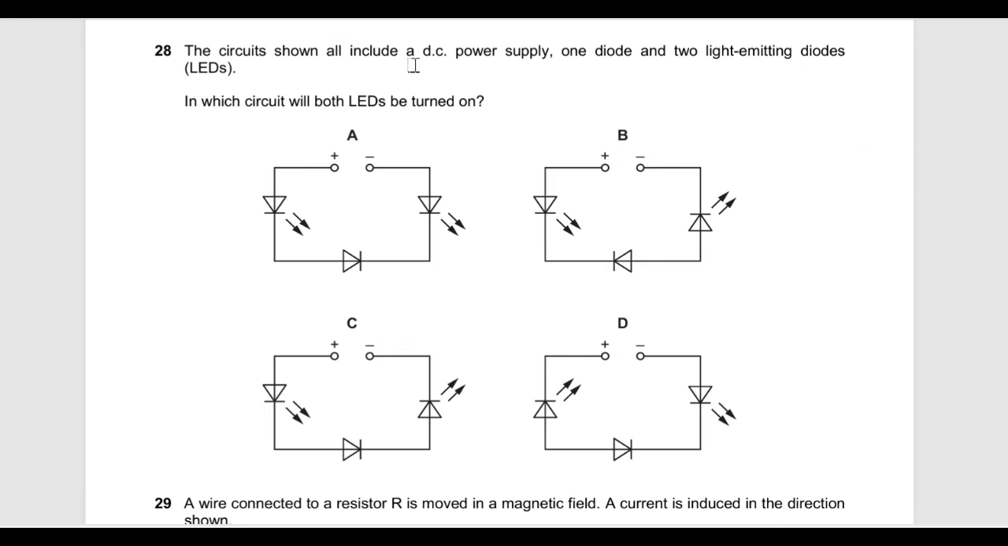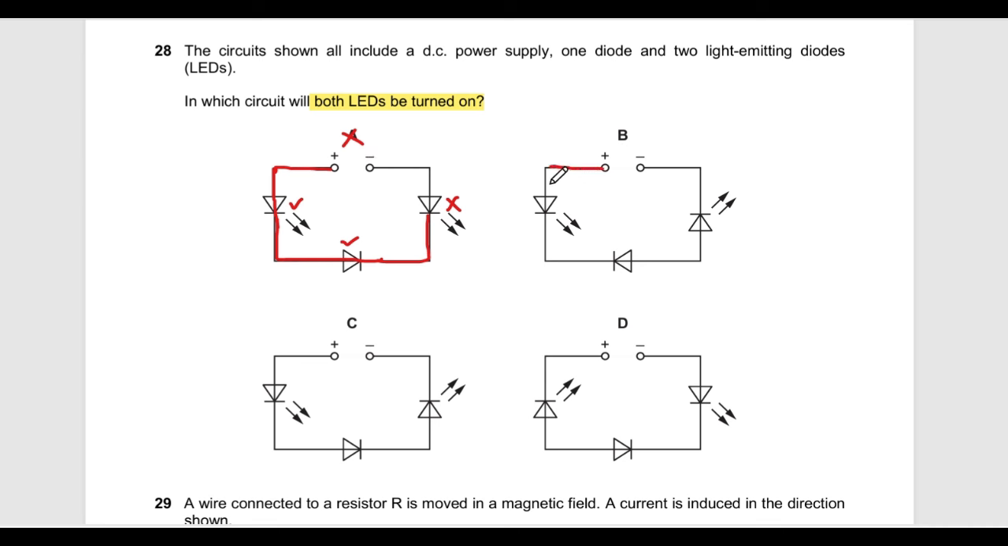28 says the circuit shown includes a DC power supply, one diode and two LEDs. In which circuit will both LEDs turn on? If we see A, the current will flow from first LED because its direction is accurate, and the current will flow from the diode as well, but the current is not able to pass through the second LED because it is in reverse direction, so option A is wrong.